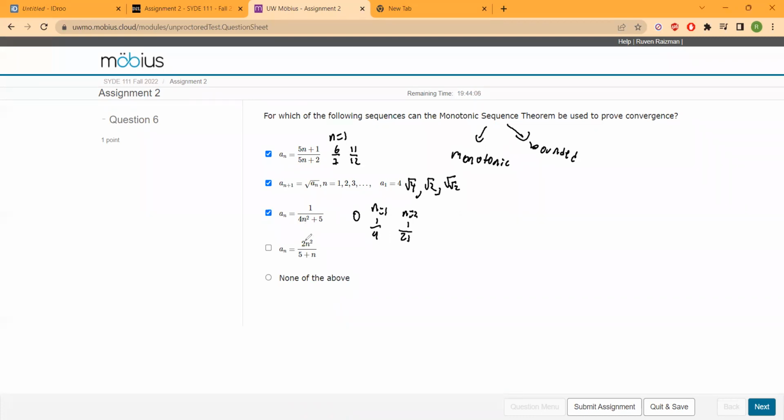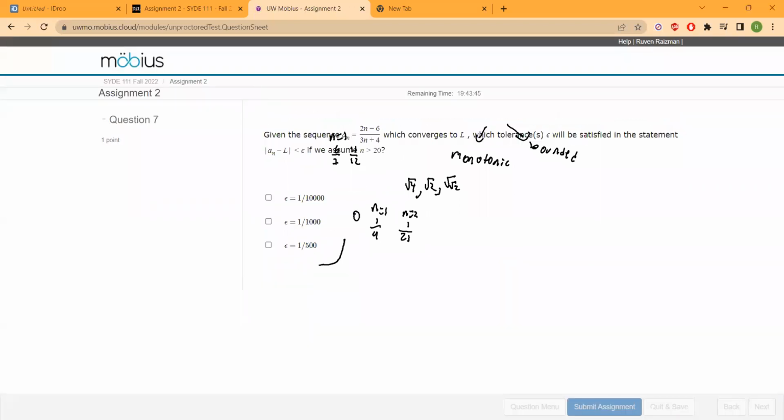And this one can't be it, because it doesn't have a limit. It's always going to be increasing, but that means it doesn't have an upper bound. And how would I know that it doesn't have a limit? Because on top, n squared is going to go to infinity. Therefore, we can't use the monotonic sequence theorem here, and that's why we don't check it.